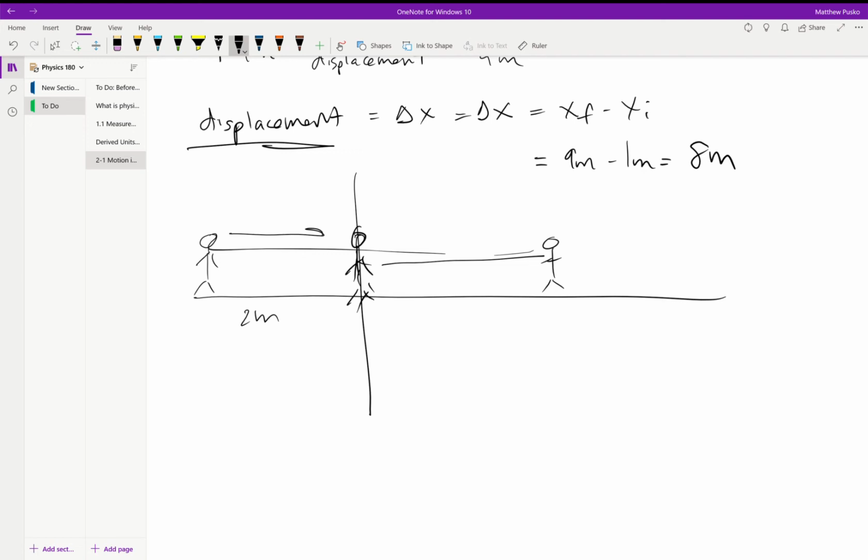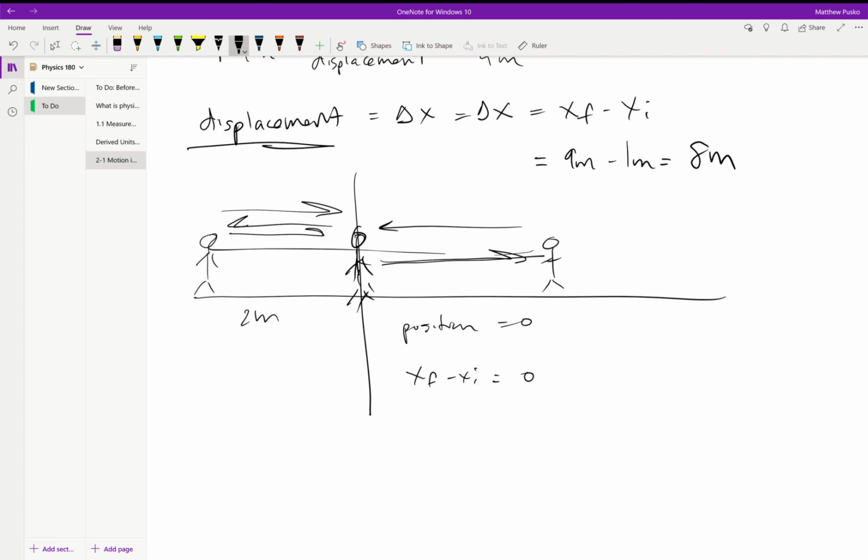Their position would be 0 because they went back to the origin. And their displacement would end up being 0 because they ended up back at the origin, because x final minus x initial ends up equaling 0. The distance traveled, though, we would have to add up the distance here to the distance back to this distance to that distance back. So make sure you understand what the problem is asking for.